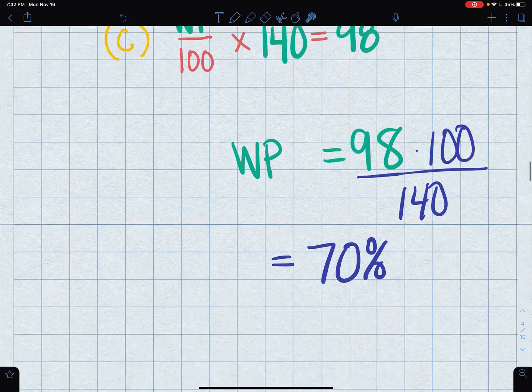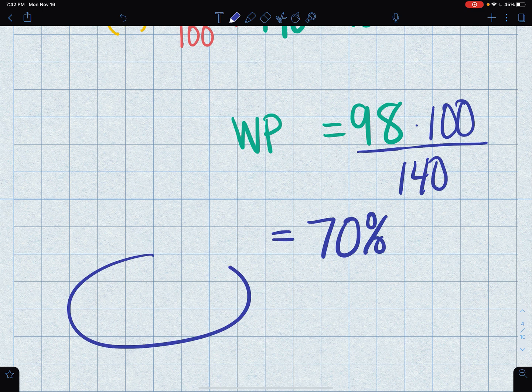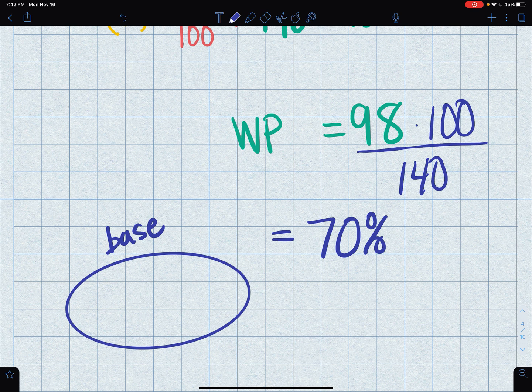Yeah, that does make sense to me. So, oops, I didn't draw the diagrams here, so let's draw the diagrams. What is the base? The base goes in the first one. Or what would you have gotten if you would have gotten 100%? You would have gotten 140 out of 140, okay?